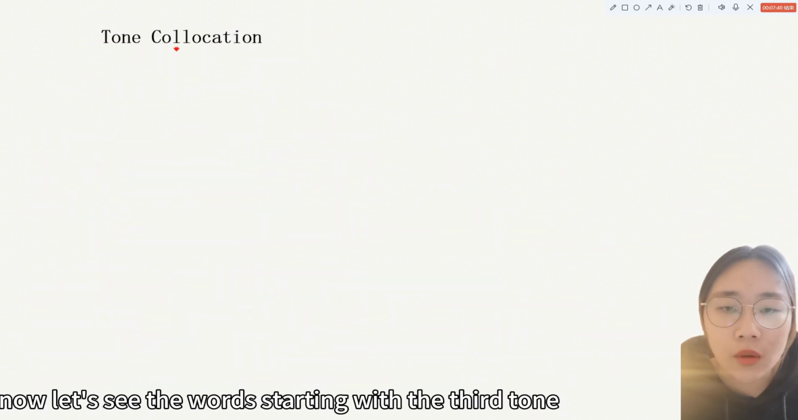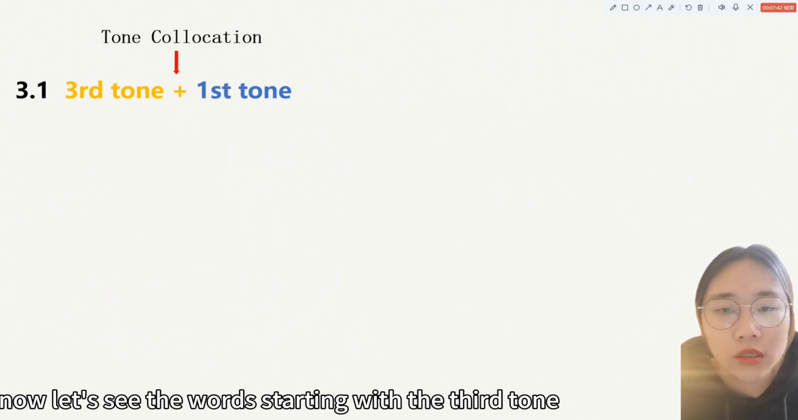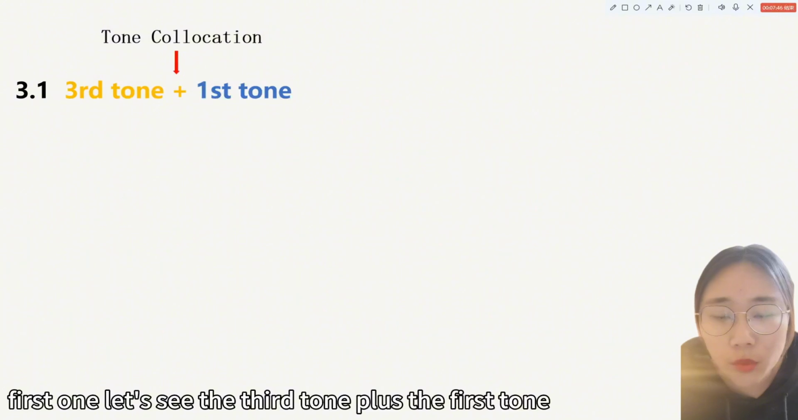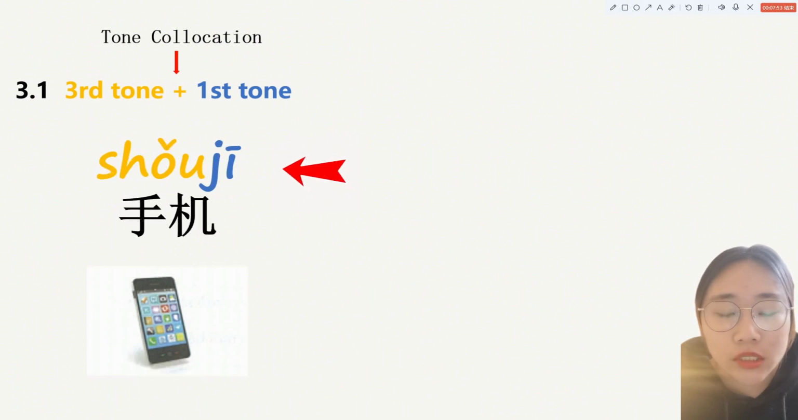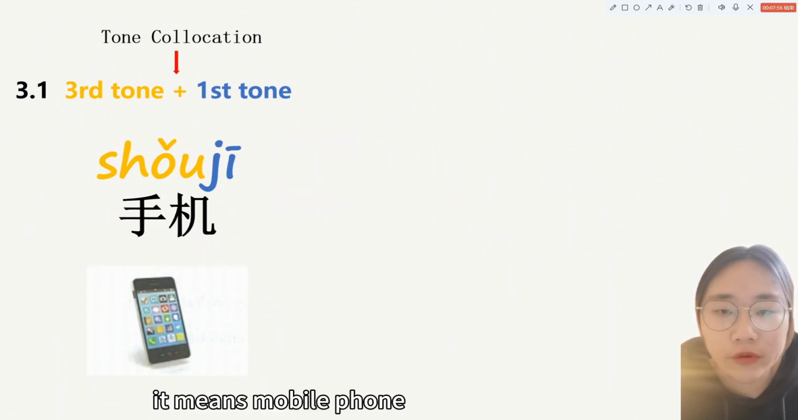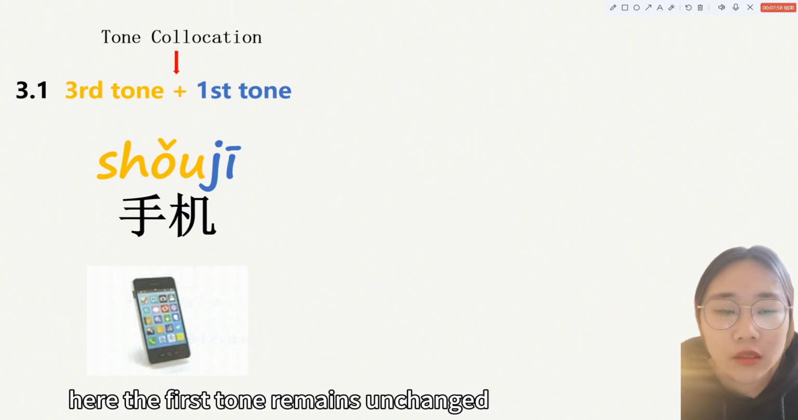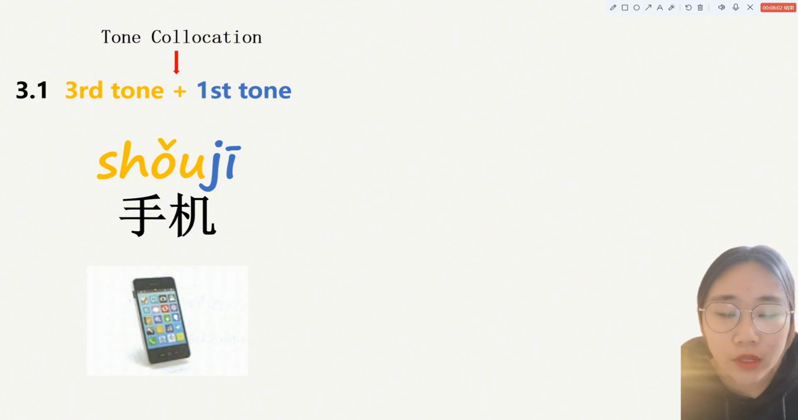Okay, now let's say the words starting with the third tone. First one, let's say the third tone plus the first tone. 手机, 手机, it means mobile phone. Here, the first tone remains unchanged.